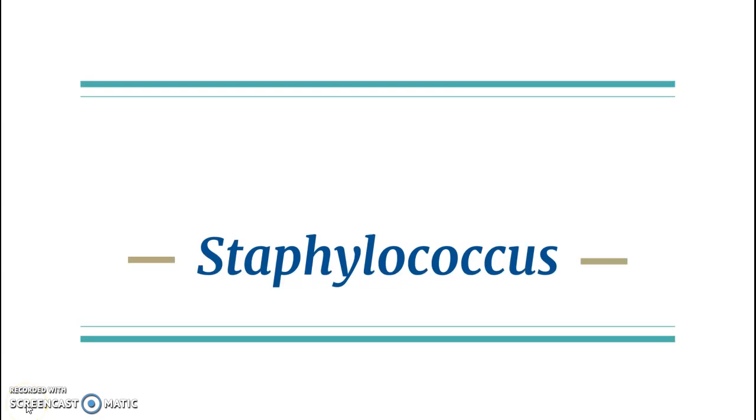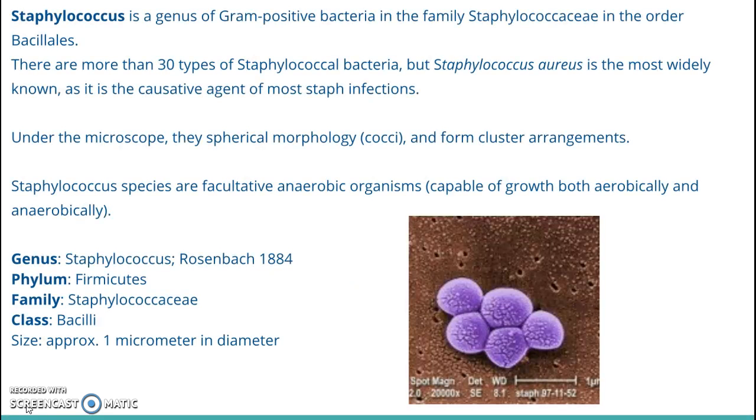The first of the three microbes that I'm going to be talking about is Staphylococcus. Staphylococcus is a gram-positive bacteria. There are more than 30 types of staphylococcal bacteria, but the most commonly known is Staphylococcus aureus because it is the causative agent for most staph infections. It is a facultative anaerobic organism, meaning that it can grow both with and without the presence of oxygen.